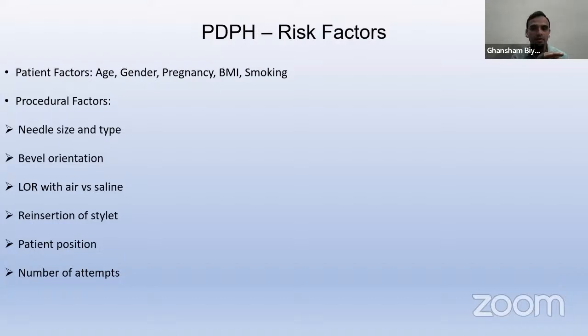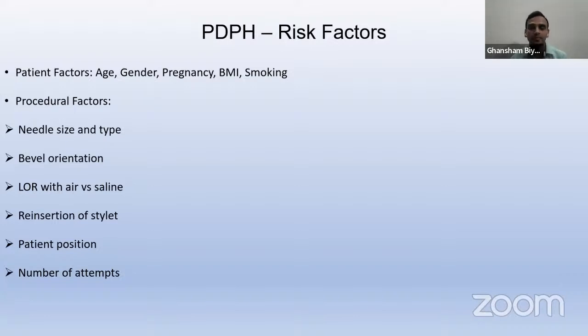Patient positioning, whether you are doing the spinal with the patient in the lateral position or with the patient in the sitting position, does it make a difference? Again, there is an argument saying that if you are doing the spinal in the sitting position, because of increase in gravity, there is an increased loss of CSF compared to when you are doing it in the lateral position.